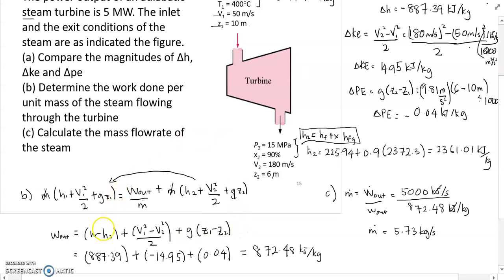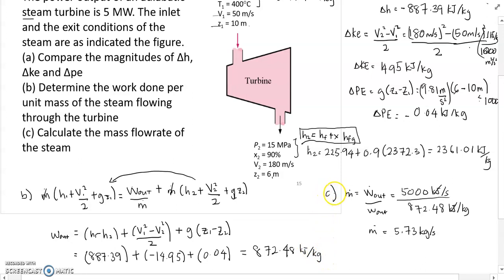We actually calculated these values before, but the ones we calculated are the opposite: H2 minus H1, V2 squared minus V1 squared over 2, and g Z2 minus Z1. So we have to make the signs opposite. Initially we have delta H as negative 887.39, so now we have a positive number. KE we make negative, and potential energy we make positive. So your final W out is equal to 872.48 kilojoule per kg.